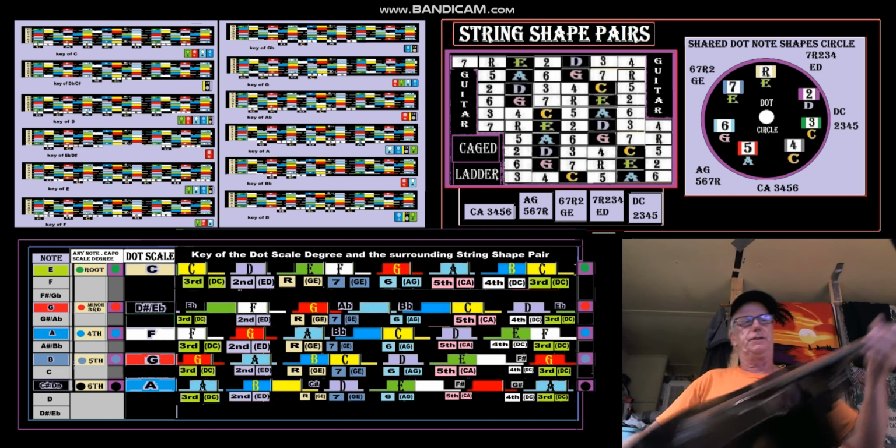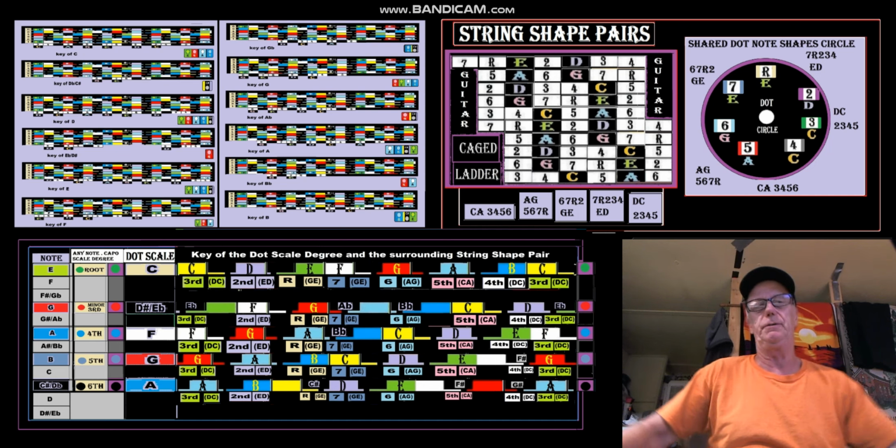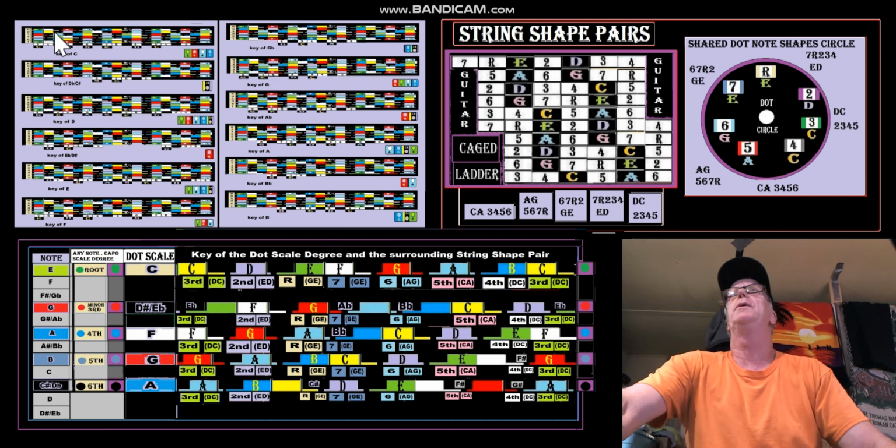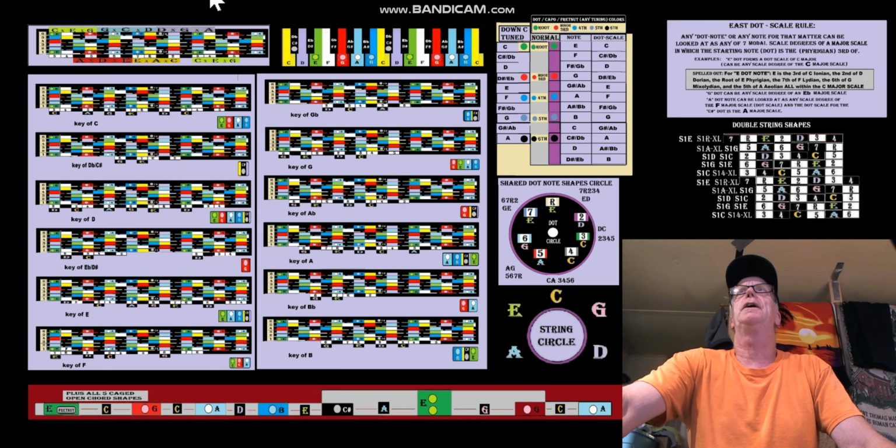So let's get started on dots, because I've got a really cool thing to show you, and I'm sure you've been waiting for it. Initially, okay, this is the second chart on dots, and we've got this easy dot rule. And we've got the easy dot rule table that I made. Okay, so let's look down here.